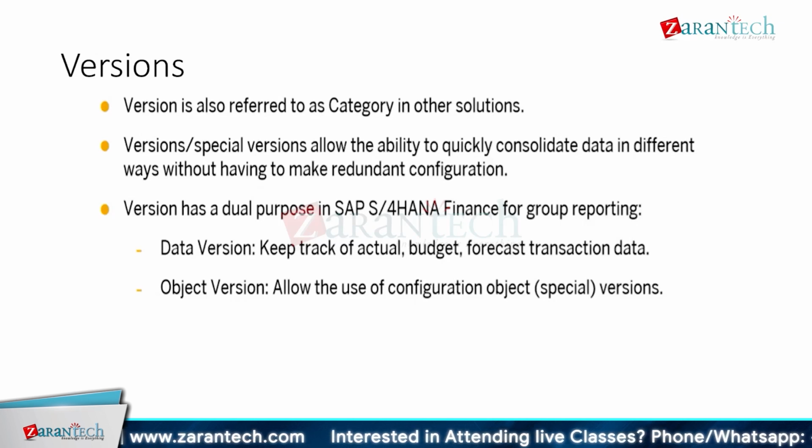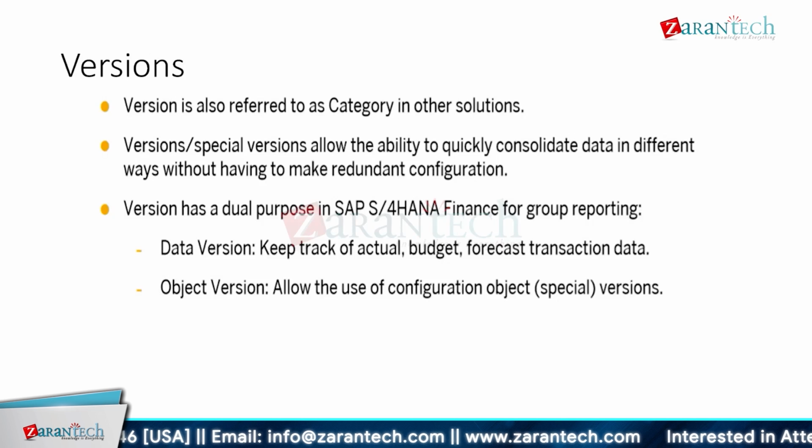Basically, there are three types of version. One is the standard version, then the extension version, and the group currency extension version. What I'm specifically talking about now is only the standard version. When I set up a standard version, I decide which ledger data I'm going to take and in which currency I want to consolidate it. For the same ledger, if I have to consolidate in another currency, I will use the concept of group currency.